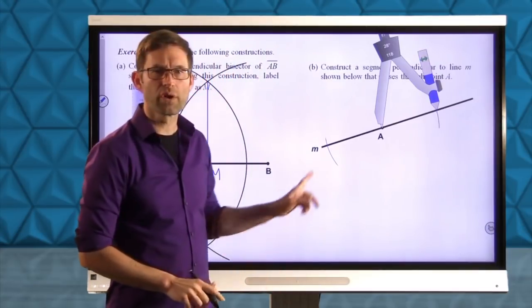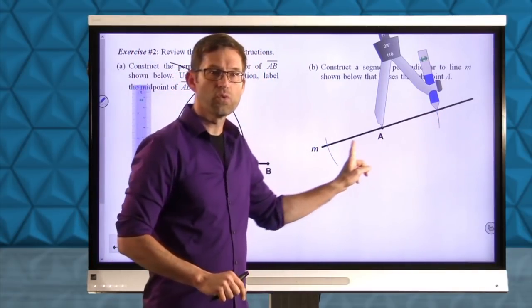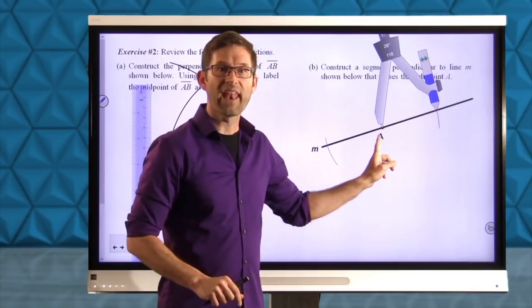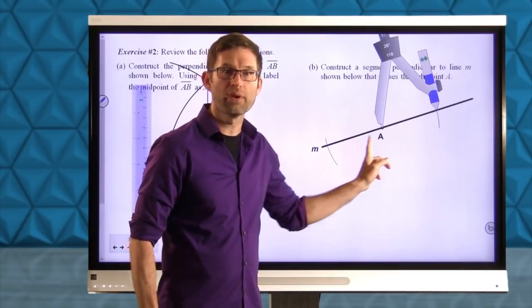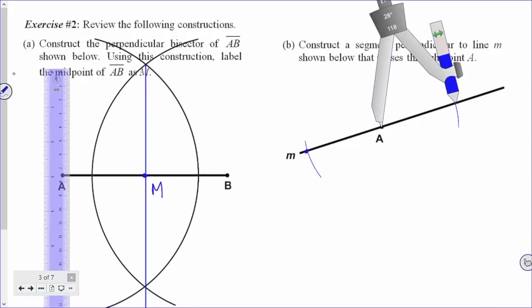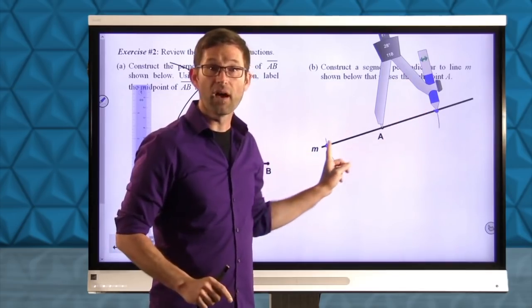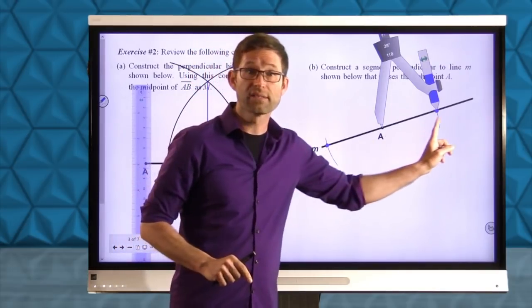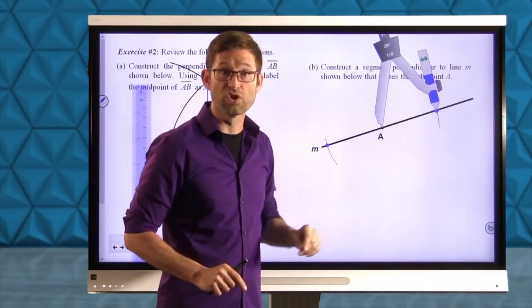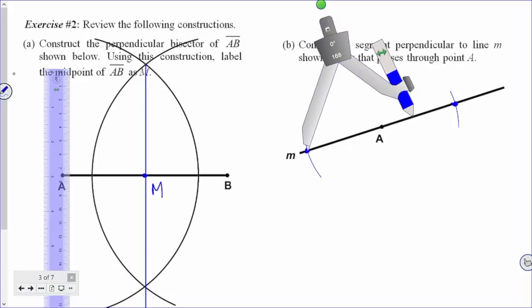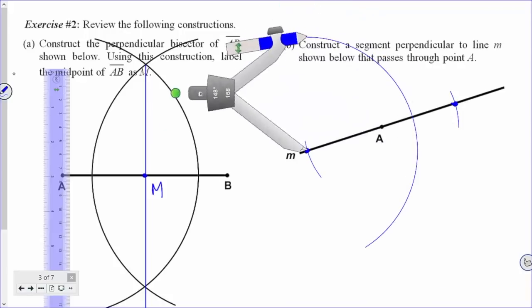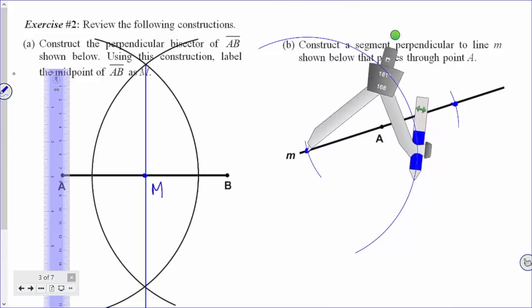What you're really doing is constructing a segment that goes between those two intersection points that has A as its midpoint. Now we're going to construct the perpendicular bisector of the segment that's got these two endpoints. Because it's the perpendicular bisector of that segment, it's got to pass through the midpoint, which is A. So we're going to do the exact same construction we did in letter A, except now we need to extend that again so that it is more than half the length of that segment.